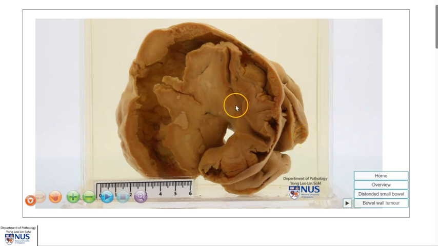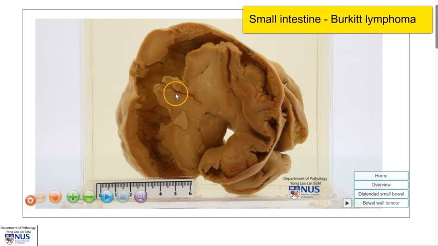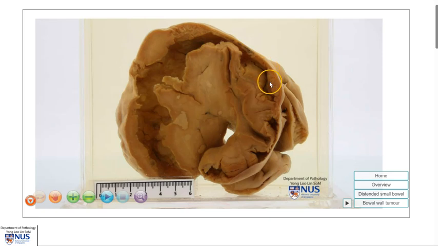Hello, this is a virtual pathology specimen of Burkitt lymphoma of the small bowel. We are looking here at a segment of small bowel, and let's first orientate ourselves. The small bowel has been opened longitudinally, and what we are looking at here is into the mucosa. This is the wall of the small bowel, which is markedly expanded and thickened by tumor.